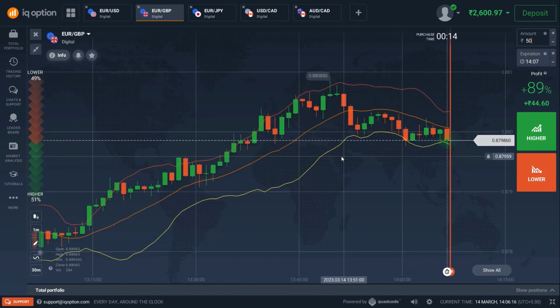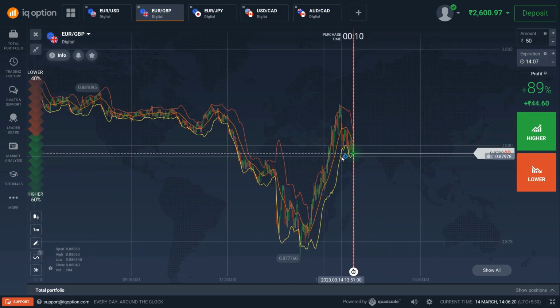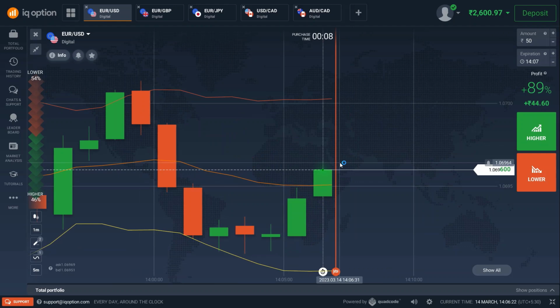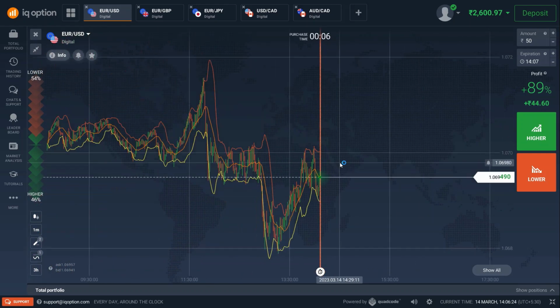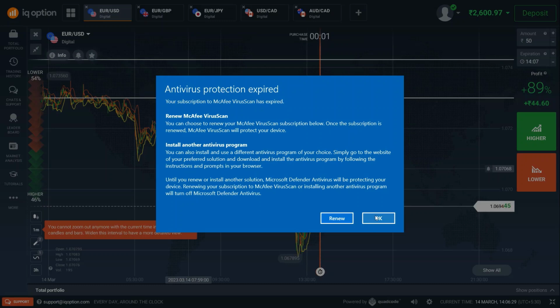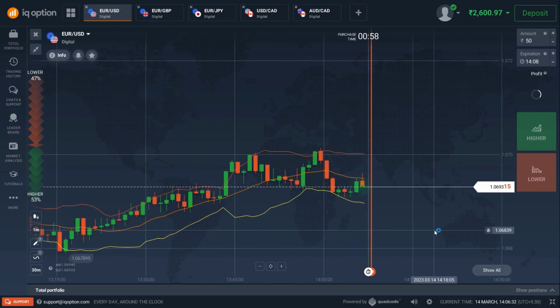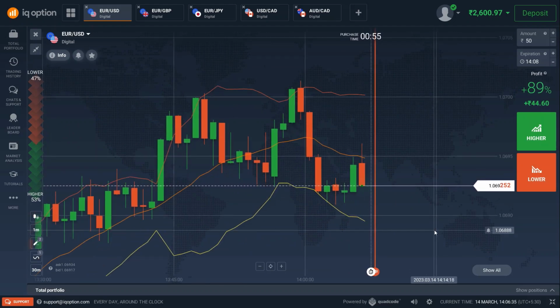So let's see what is happening in the market. What's happening in the EUR/USD? Let's see. The EUR/USD has a good volume and is strongly moving in the downward direction. So we have an opportunity here to take a trade in the downward direction. So let's just wait.